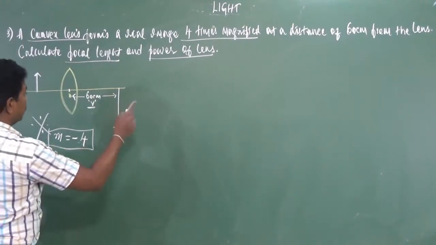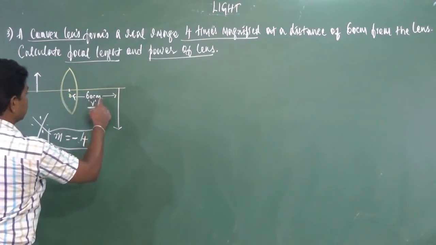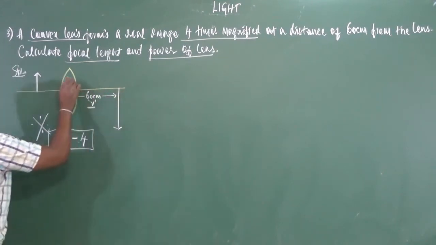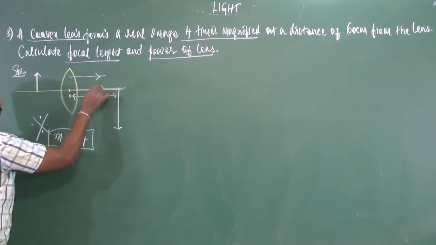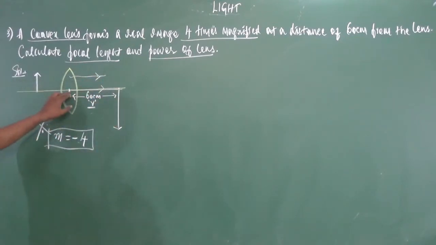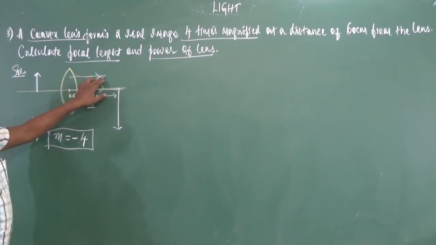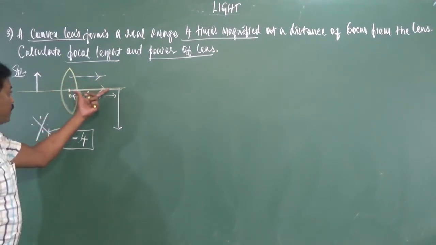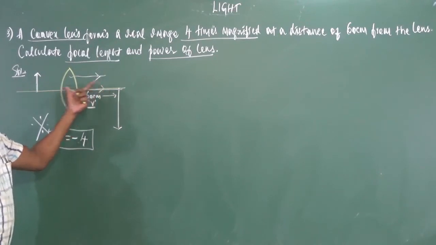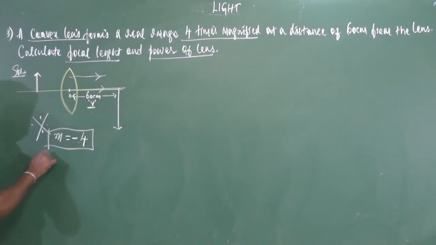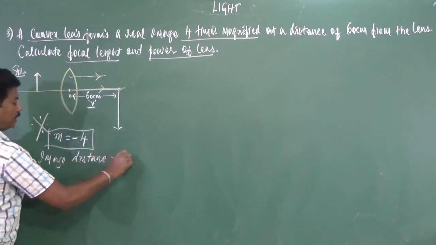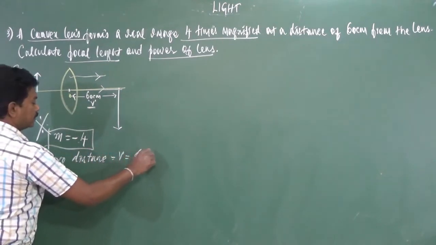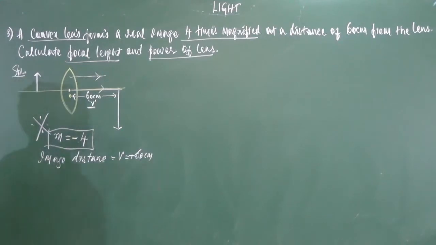Okay. Now the image is formed at a distance of 60 centimeters from the lens. So the light is traveling in this direction. You are measuring in this direction. So both the direction of the measurement and the direction of the incident light rays are the same. So therefore the value of image distance becomes positive. So image distance v is equal to 60 centimeters, and that will be positive, plus 60 centimeters.